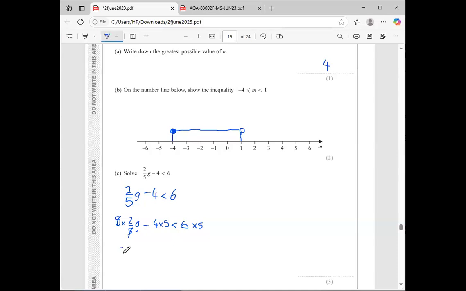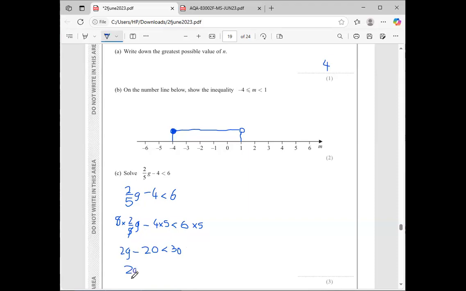So we're going to be left with 2G minus 20 less than 30. Okay, so do you understand it up to this point? Yes.